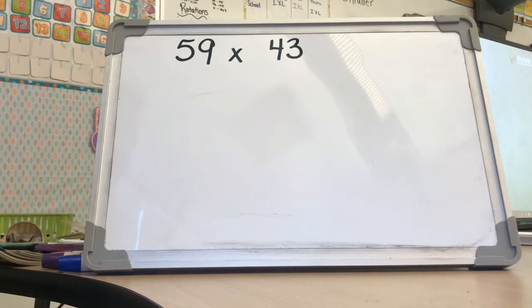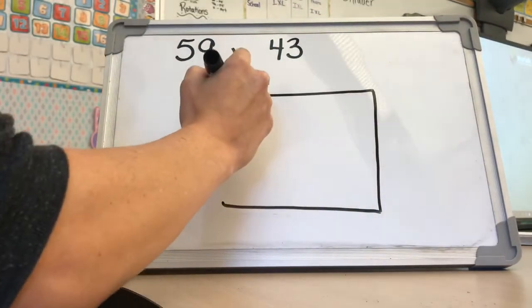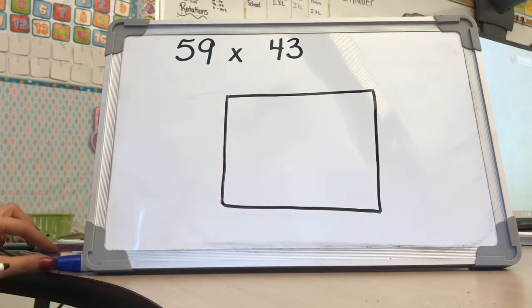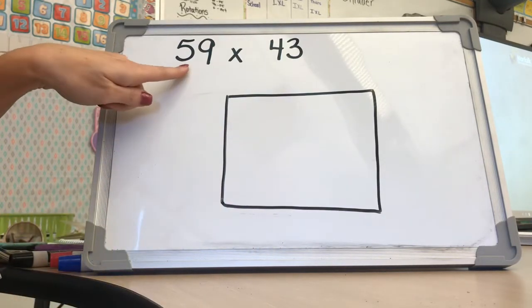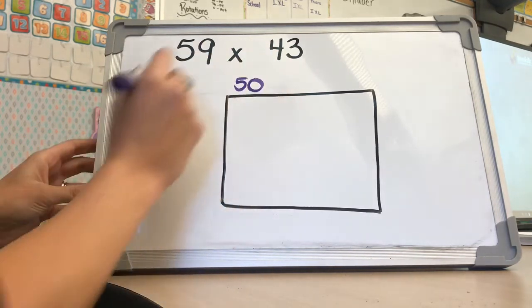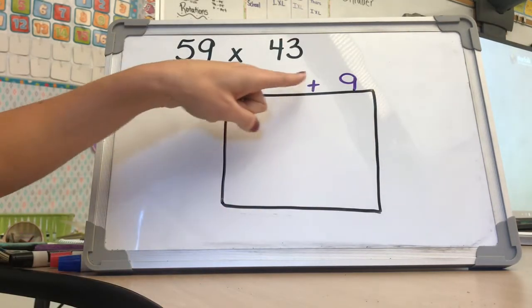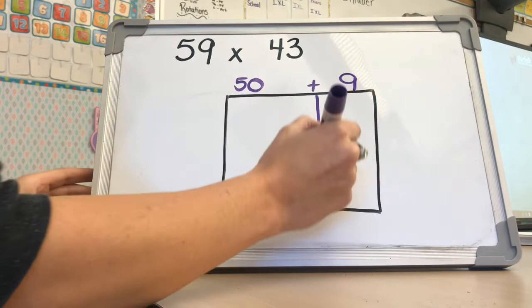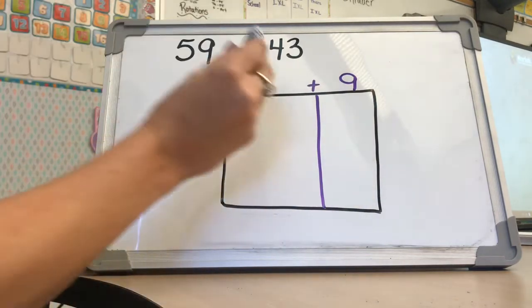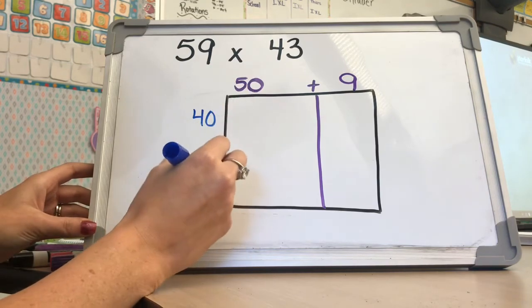Let's try 59 times 43 using the area model. So the first thing that we're going to do is draw our rectangle. Now we're going to go ahead and put 59 in expanded form. Remember that the value of that 5 is really 50, and the value of that 9 is 9. So in expanded form, it is 50 plus 9. Now we're going to put 43 in expanded form. 40 plus 3.